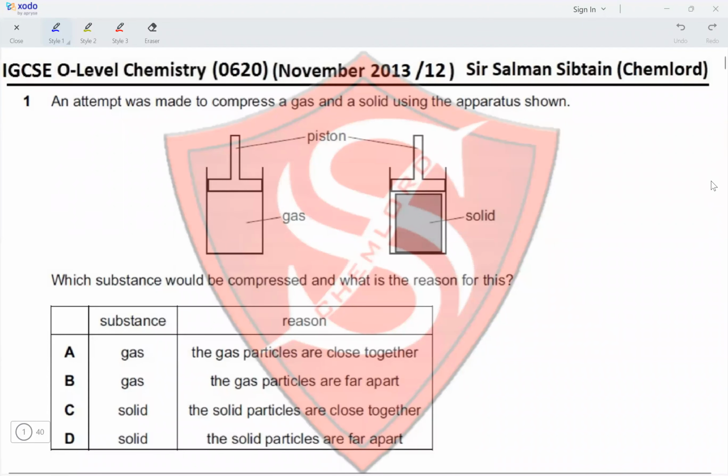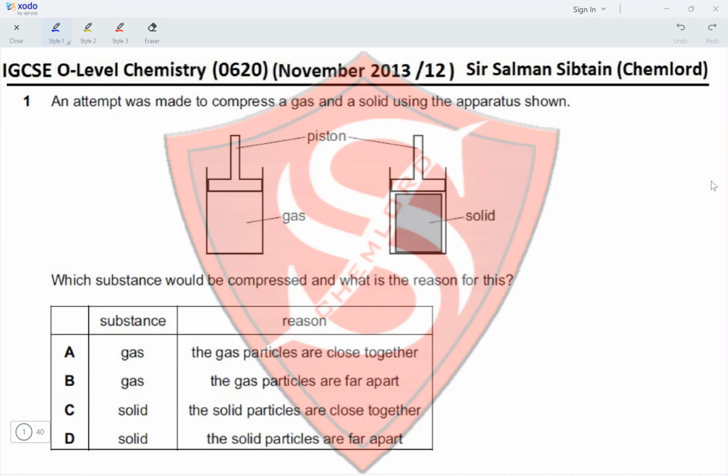Hi guys, this is IGCSE O-Level Chemistry, paper 12, November 2013, question 1. An attempt was made to compress a gas and a solid using the apparatus shown. So we have a piston and we have a gas or a solid placed beneath the piston in the empty space. Which substance would be compressed and what is the reason for this?